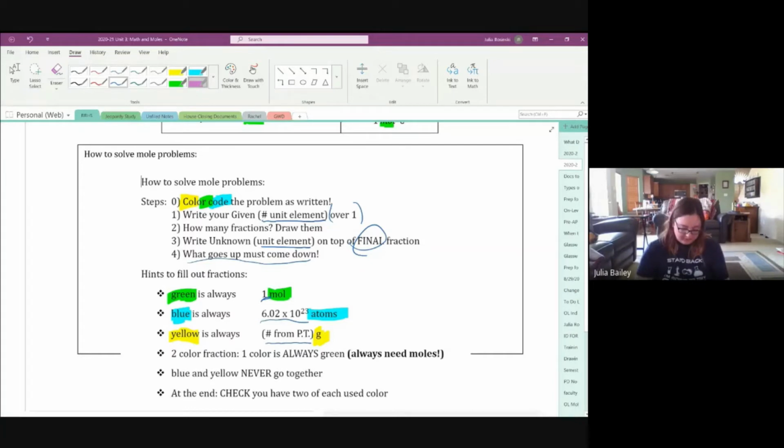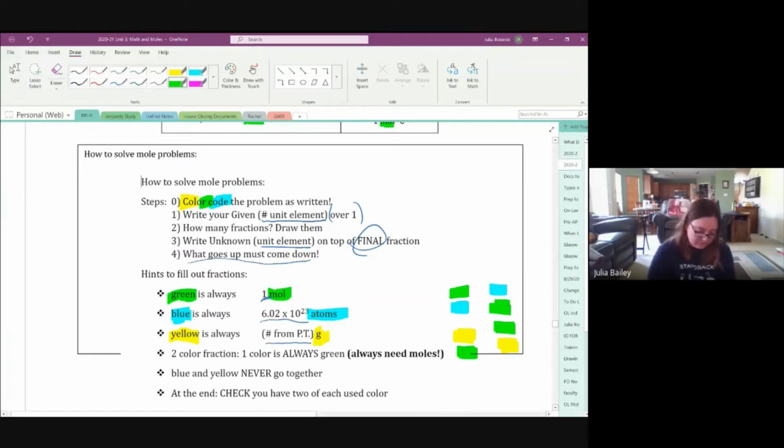A couple other pointers. If you have a fraction with 2 colors, one color always needs to be green. You always have to have moles in every problem. So you can have a fraction that's grams over moles, meaning yellow over green. You can have a fraction that's moles over grams, meaning green over yellow. You can have a fraction that's moles over atoms, which would be green over blue. You can have a fraction that's atoms over moles, which would be blue over green. Any of those are allowed.